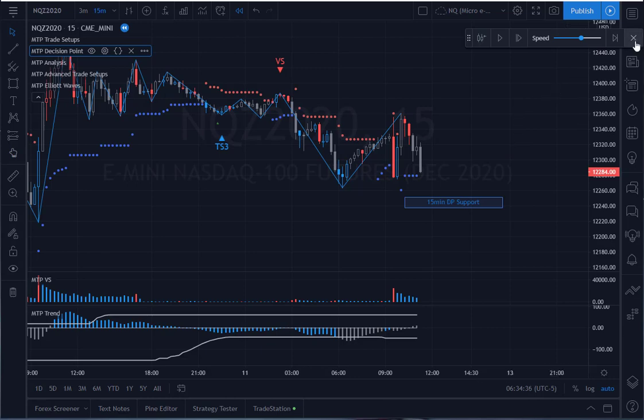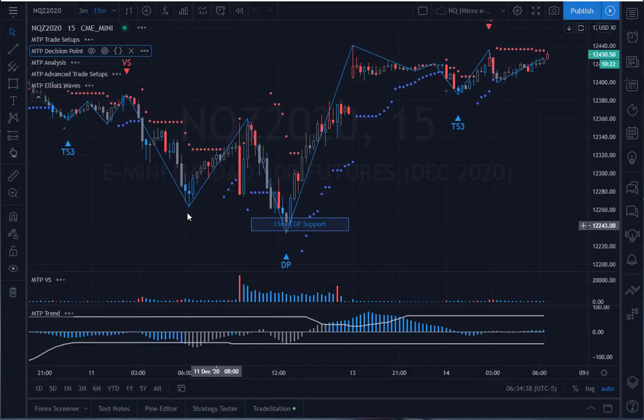So I'm just going to turn training mode off. And as you can see, it came down there and look how it caught the low. This is what we're looking for, to see if the market does what we anticipate. In other words, we place the support or resistance down there in advance and we see if the market does indeed do what we anticipate.